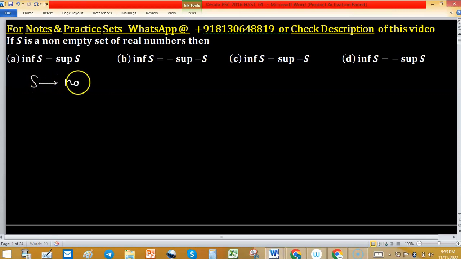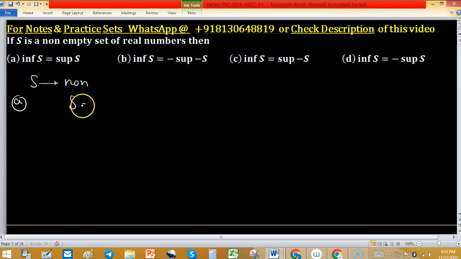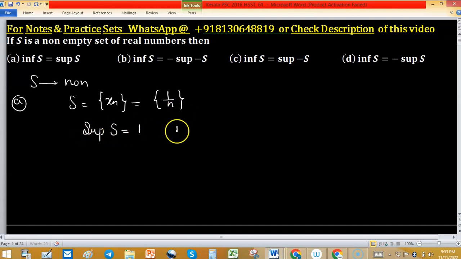Let S be a non-empty set of real numbers. Option A, infimum of S equals supremum of S, and you can see other options also. For this we consider set S as a sequence x_n, and this sequence is 1 upon n. Then we know that the supremum of S is 1 and the infimum of S is 0. So you can observe the supremum is not the same as the infimum of S. Option A has been discarded.